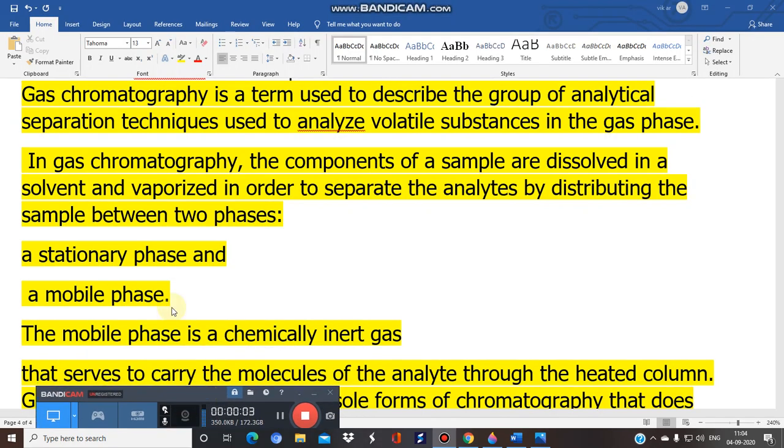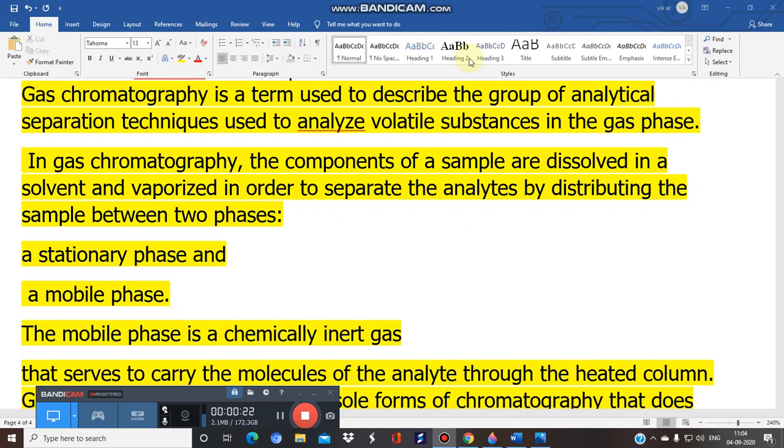I welcome you all to part 2 of the gas chromatography video. In this video tutorial, we are again going to see some of the important concepts of gas chromatography, that is why it is known as GSC, GLC, and what is the basic principle involved in the separation of the components present in the mixture.